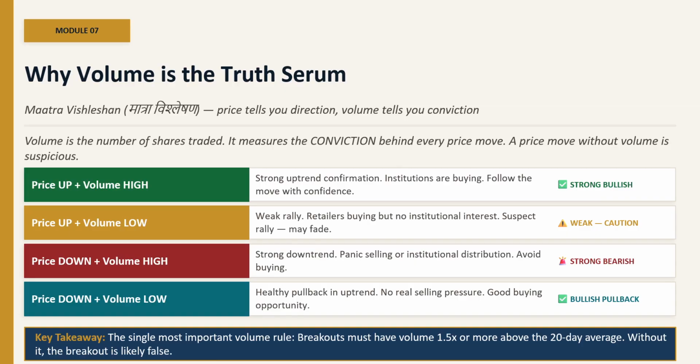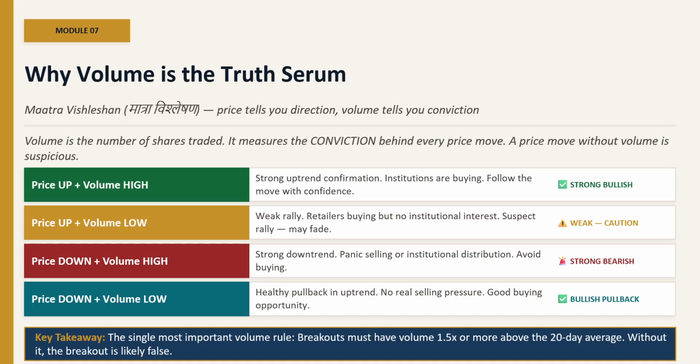Price up plus volume high: strong uptrend confirmation. Institutions are buying aggressively. This is a genuine rally. Follow it with confidence. Price up plus volume low: weak rally. Only retail buying with no institutional participation. Be cautious. This move may not sustain. Professionals call this a low conviction rally.